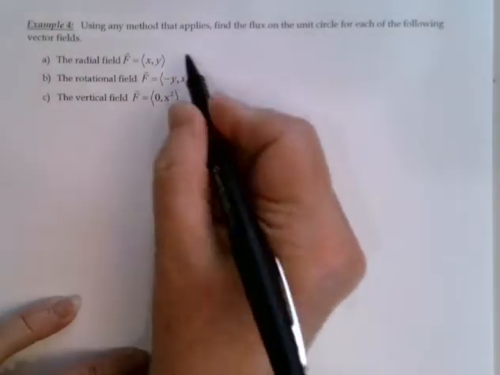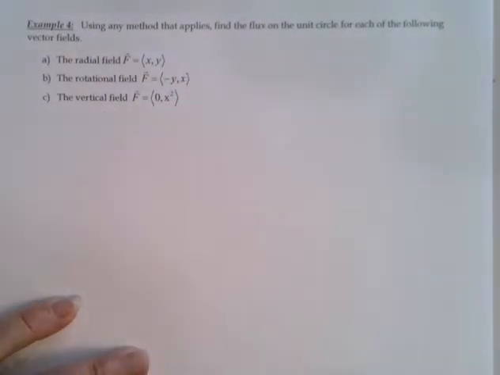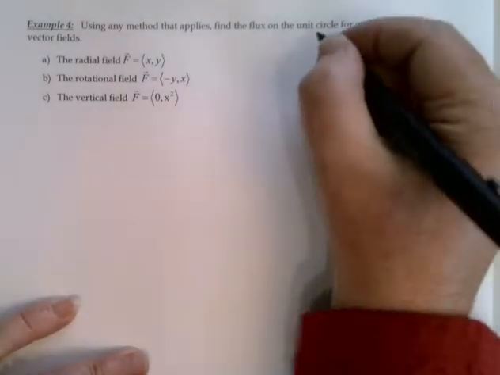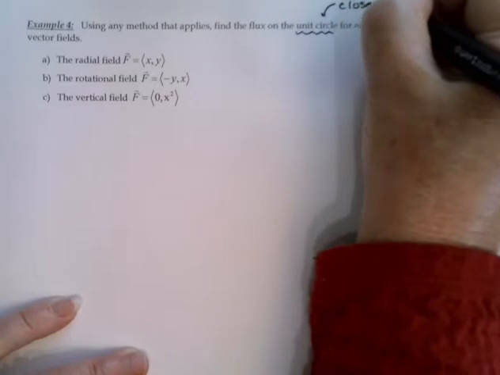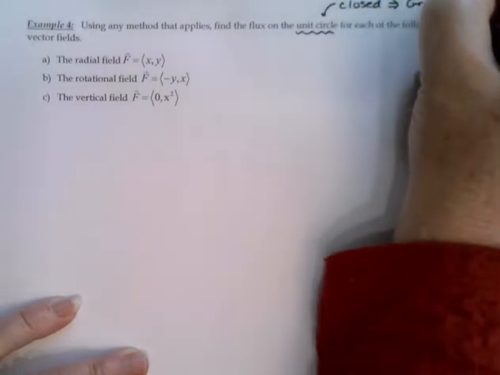All right, so using any method that applies, we'd like to find the flux on the unit circle for each of these vector fields. And notice this is the same one we just did the circulation for a little bit ago. So once again, I'm on the unit circle. It's closed, meaning it's okay to use Green's theorem.